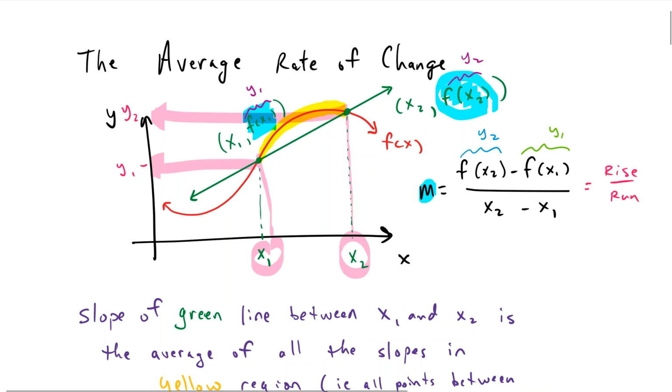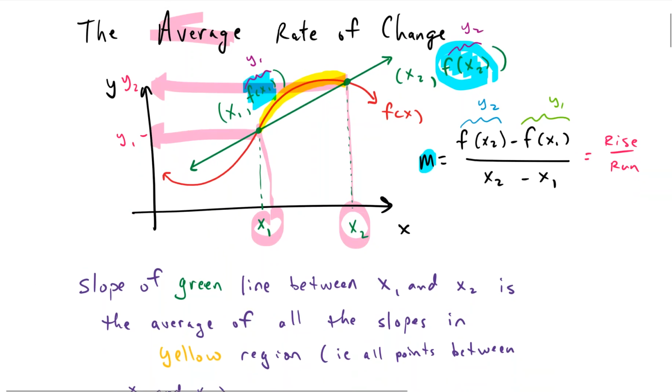Where then does this word average come in? Why do we say average rate of change? Well, the thing is, the slope of this green line right there is the same as the average of all the slopes in this yellow area right here.